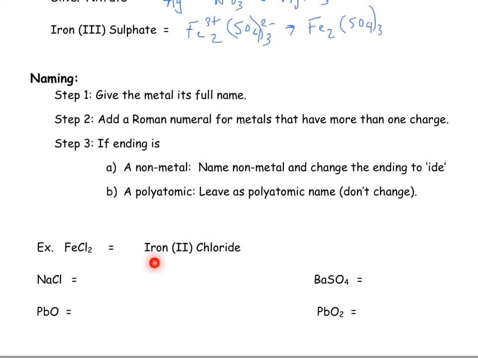I would name the metal iron, include Roman numerals in brackets for the charge, 2, and then change chlorine into chloride. Pause the video and try to name the following compounds.